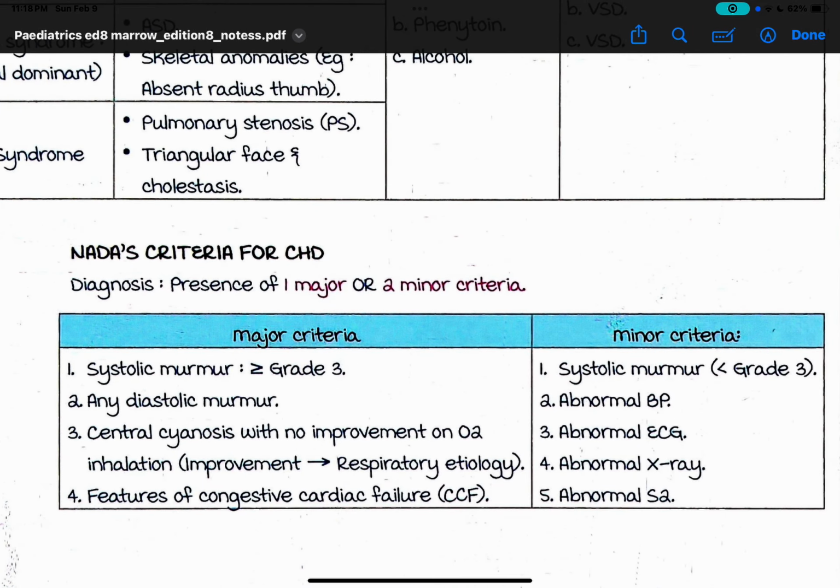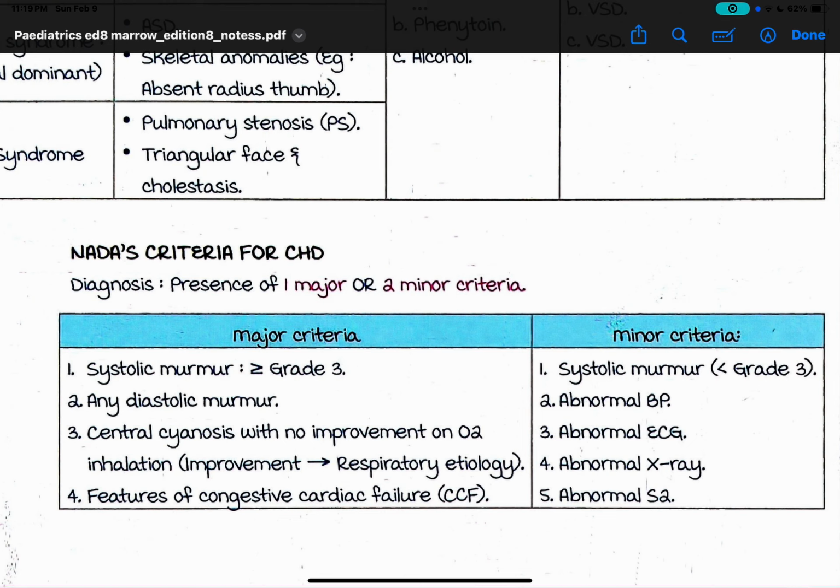Nadas criteria for congenital heart disease: diagnosis requires the presence of one major and two minor criteria. What are the major criteria? Systolic murmur of grade 3 or more, any diastolic murmur, central cyanosis with no improvement on oxygen inhalation. If there is improvement, then it is a respiratory etiology. And features of congestive cardiac failure.